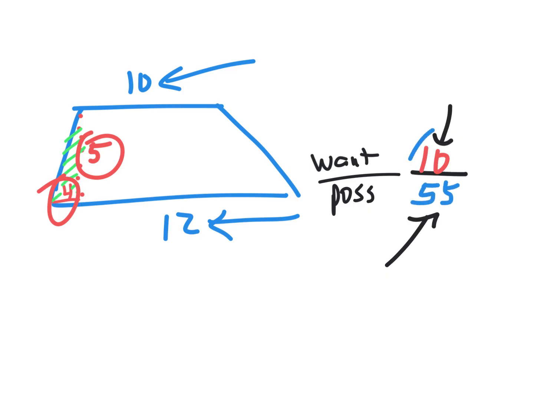55 is correct. 10 out of 55. That's the probability of hitting that little triangle. That makes sense so far? Okay. Now, what's the other way we could do it?